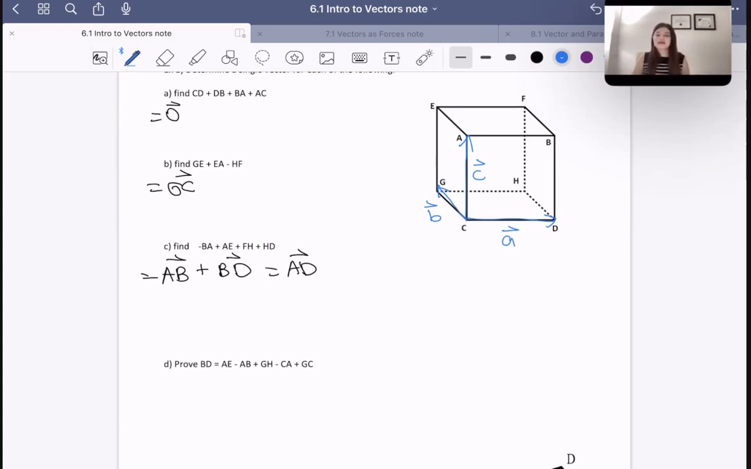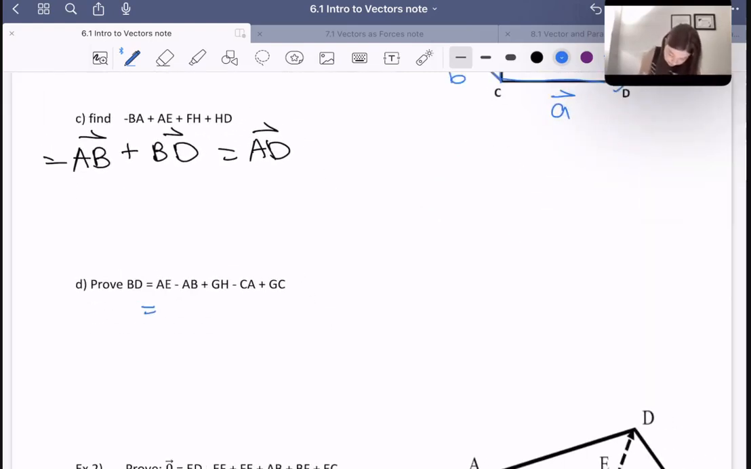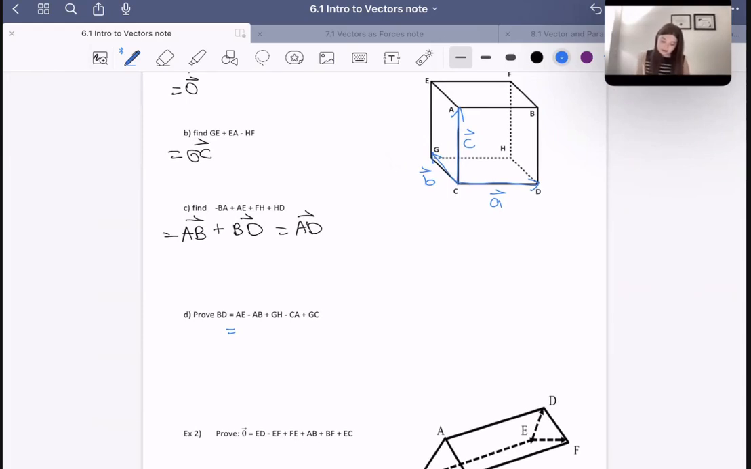And now I'm going to say, well, what can we do to prove that BD is equal to AE minus AB plus GH minus CA plus GC? So let's do that. Well, first of all, something I noticed here is that here we have AE subtracting from AB. And one thing we know from our properties is we can always switch things around in order to get what we would like to get, okay? And we would be better off if we switched a couple of these things around.